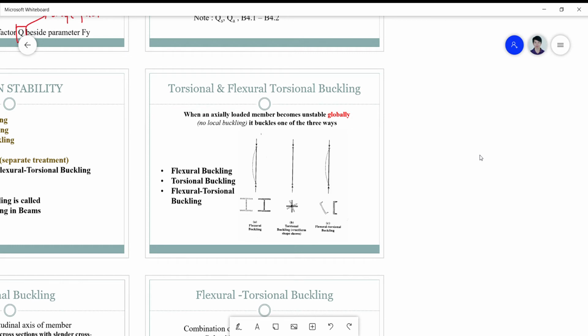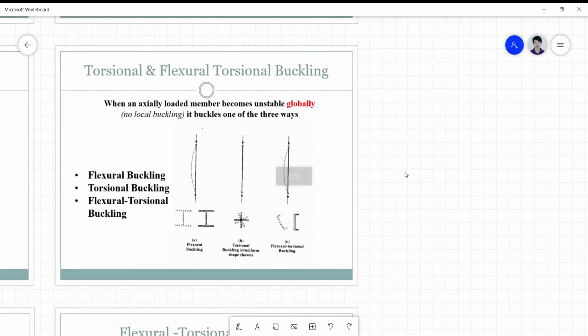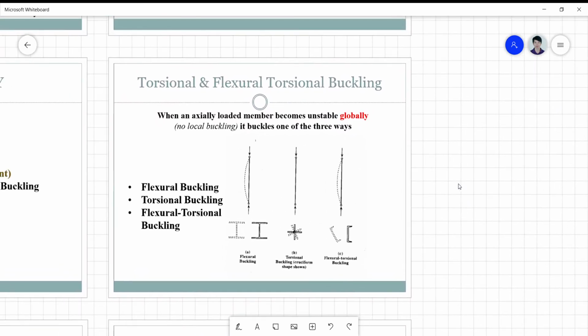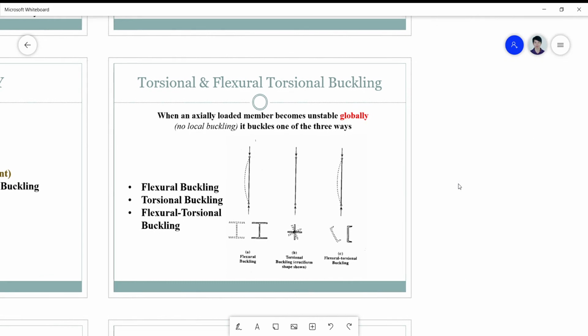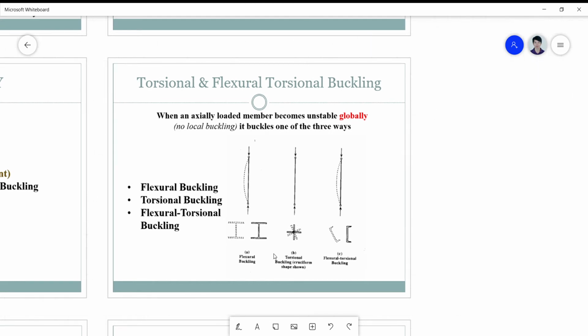Good afternoon, class. Let's talk about some torsional concepts and the flexural torsional concepts applicable on compression members, although we will be using the same concepts on beams later. So when an axially loaded member becomes unstable globally, it may buckle in three ways. So we have three possibilities.